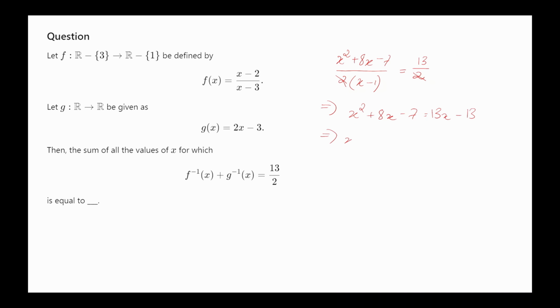So from here I get x square minus 5x plus 6 is equals to 0. And if I factorize this, I would get (x minus 2) into (x minus 3) is equals to 0. So what are the values of x that would satisfy this condition? It is either x is equals to 2 or x is equals to 3. Now I will check in my domains whether this is coming out to be true or not.